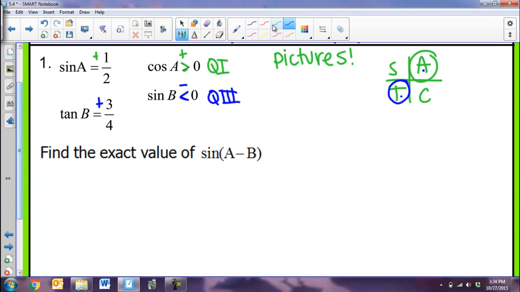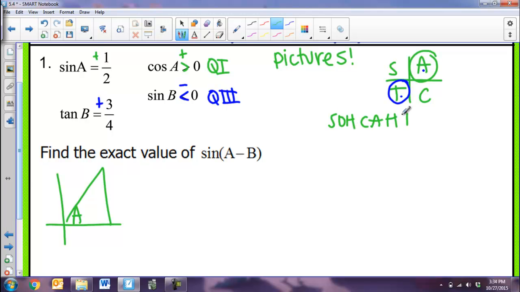For the first one, for A, we're going to draw it in quadrant 1. So this is angle A. And I know, using SOHCAHTOA, that the sine is the opposite over the hypotenuse. Once I use my Pythagorean theorem, I can find that this other side is √3, or you recognize that this is a 30, 60, 90.